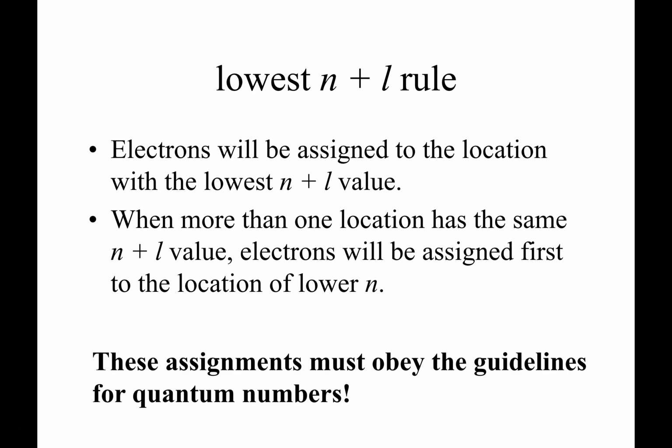Okay, now here's one for you. If you happen to have, which we do, like here, right here, the same n plus l value for 2 subshells, you go with the lowest n first. Right? Sounds good.